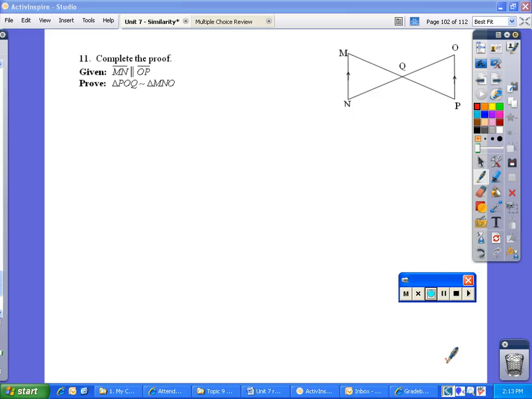All right, so here we have on the back of the review sheet that we were looking at earlier, number 11, we want to make a proof. So we are making a proof that these two triangles, POQ and this should say MNQ, are similar. So basically we need a statements and reasons proof.